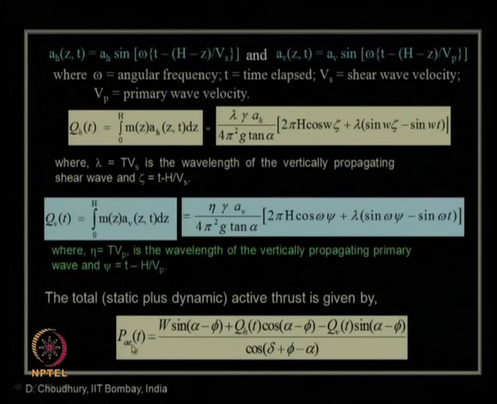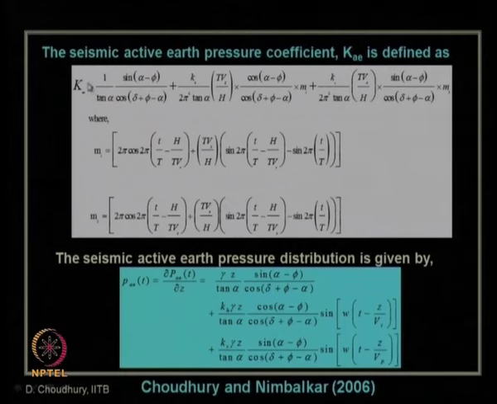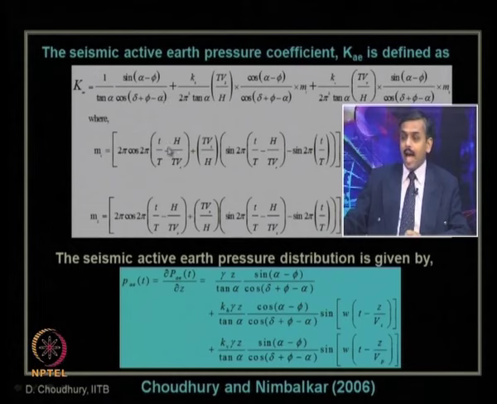Once you get the expression for PAE, the next step is to do the optimization once again, and this is the closed-form expression, or the design expression, which designers will always like to use. This is the KAE expression with M1 and M2 values over here. You can see here also the optimization is required with respect to the chosen alpha angle and the T by T ratio.